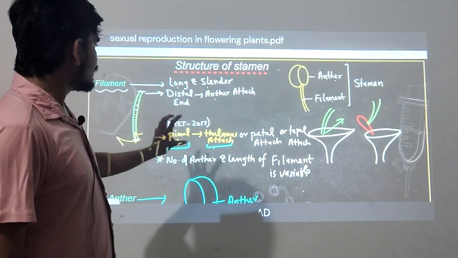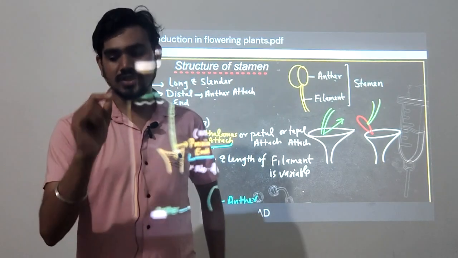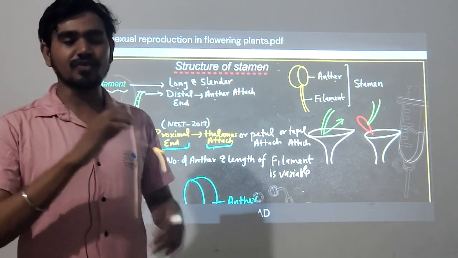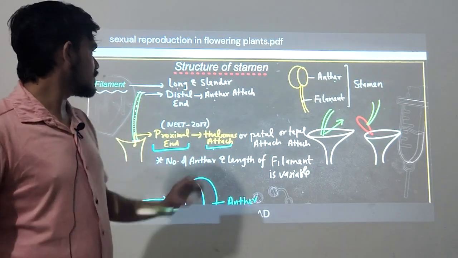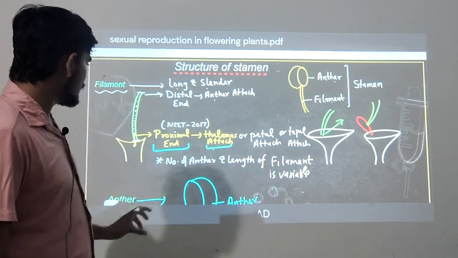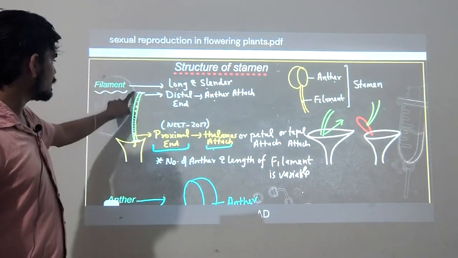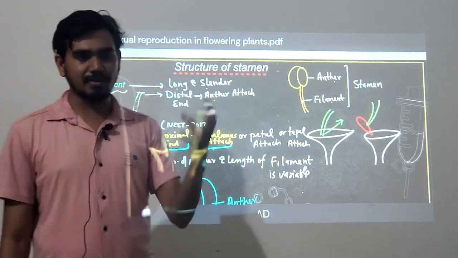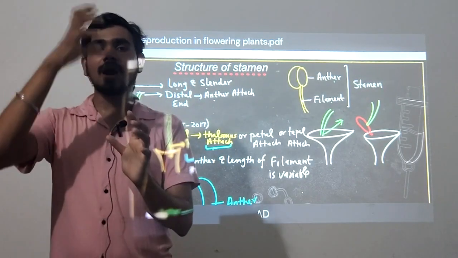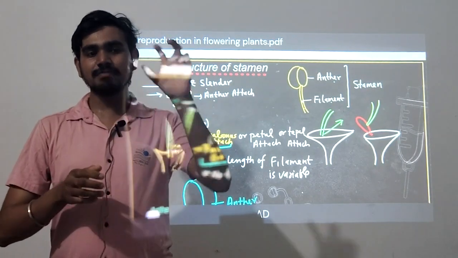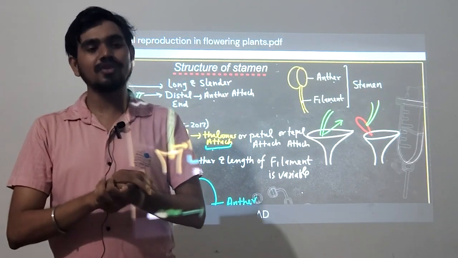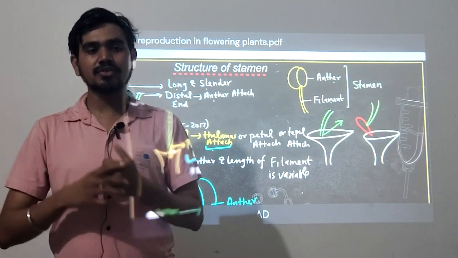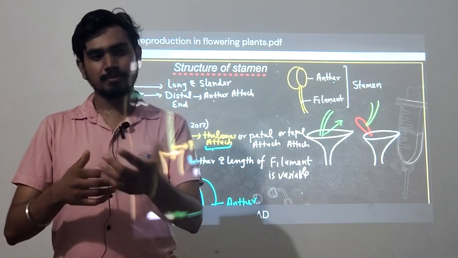So let us study the structure of a flower. In the structure of a flower, we are going to discuss the structure of the stamen. In the stamen, we find the upper part, the anther, which is bilobed, and the remaining long part is called the filament, and the filament is attached to the thalamus or petal.